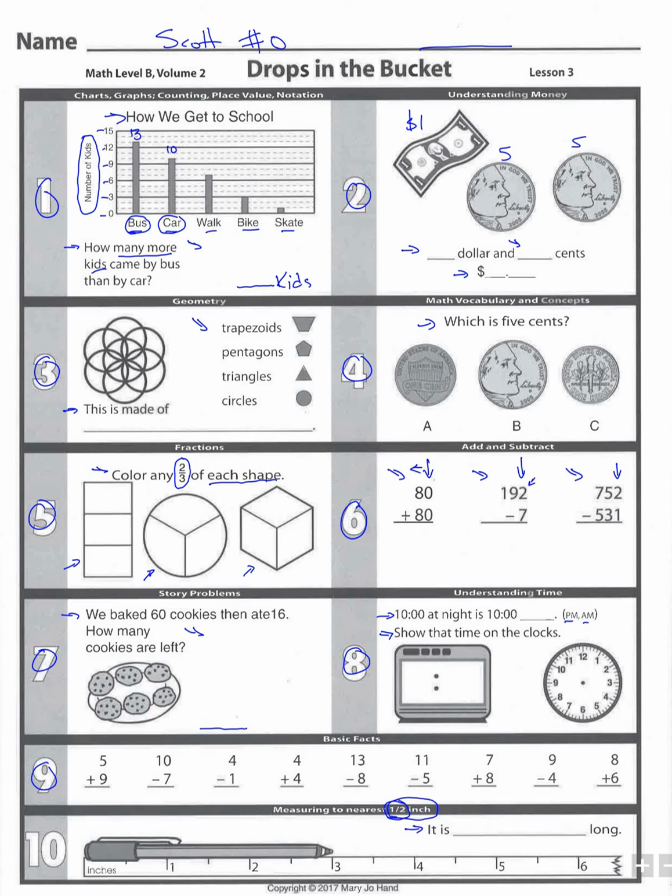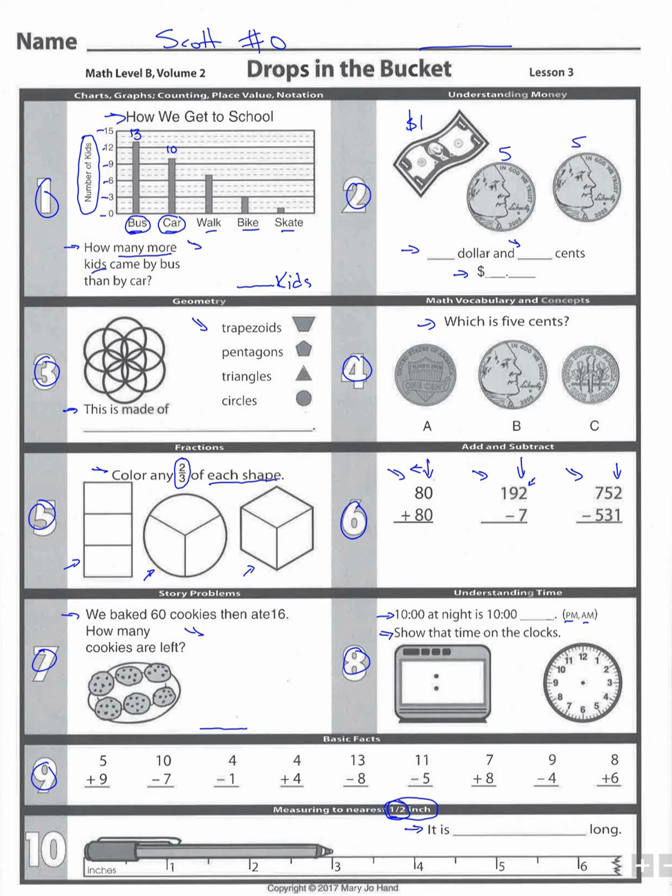This is the Drops in the Bucket, Book 1, Lesson 3, and in this one we're going to correct. So please have either your green correcting pencil or a green color pencil ready to go. And remember, please don't erase anything. Just add to what you've done, but don't scribble out or erase anything like that. I want to be able to see what you did.